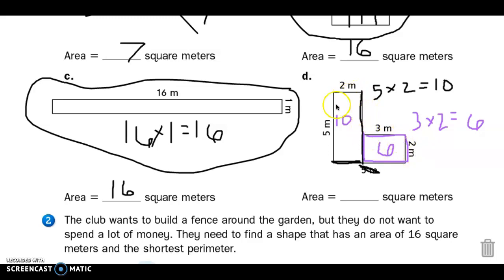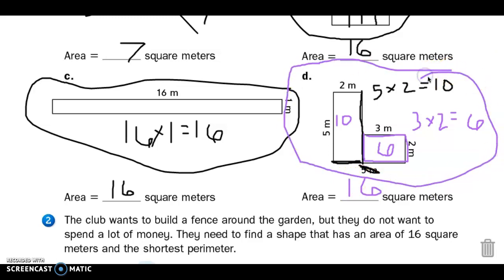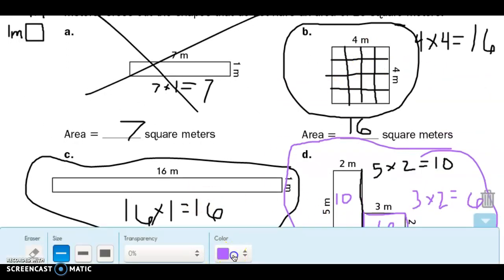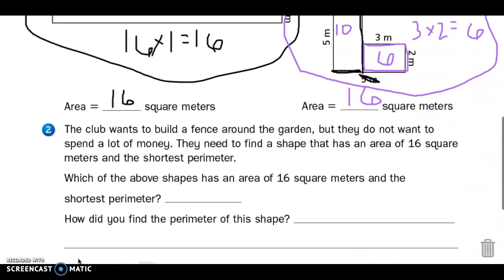This can still be a garden, the shape of a garden. So I have 16 square meters. Does that work for us? Yeah. So the only one that didn't work was A. Okay, that makes sense. So we could make our garden in any of these 3 shapes, and that would make sense to me. All right, let's take a look at number 2.